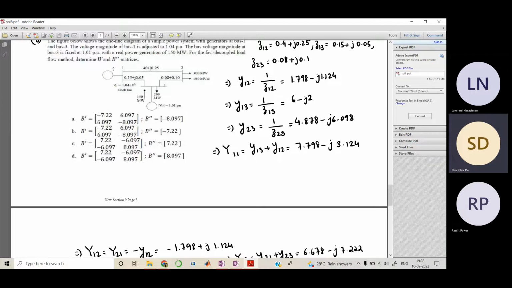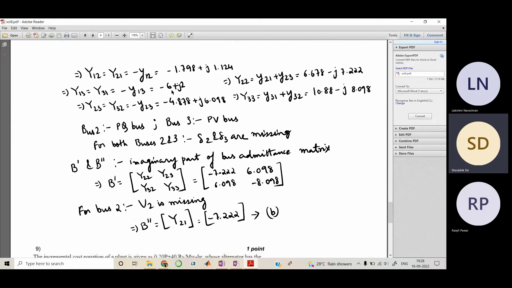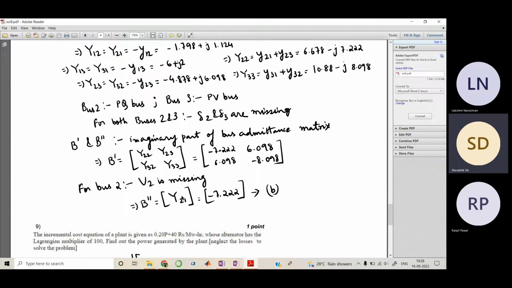And anyways, we are not considering bus 1 since it is a slack bus, right? So only those terms which relate to bus 2 and not to bus 3. So that is only Y21, right? Because you can't consider Y23 or Y32. So Y21 is minus 7.22, which is your option number B.